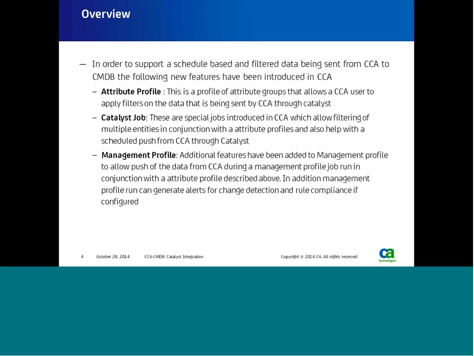So out of the box, we are providing an attribute profile which selects all of these. If a customer is interested in only sending communication relationships, yes, he can select only communication relationships for a server, and then it will be published. The remaining data, even though it is discovered in CCA, will not be published to Catalyst. So that is about attribute profile.